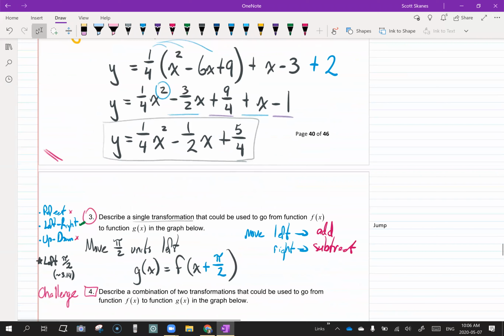Let's see. So domain and range, we had two types of questions on it really. We had domain and range directly and domain and range of inverse functions. I'm just going to go back to the very beginning.